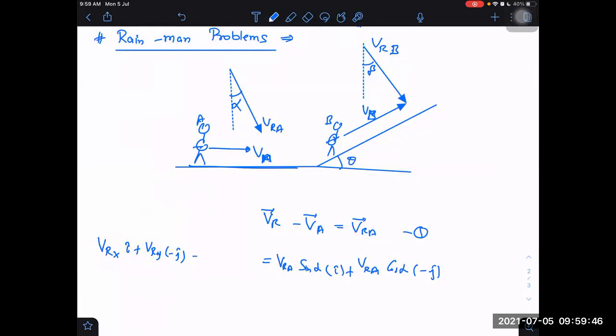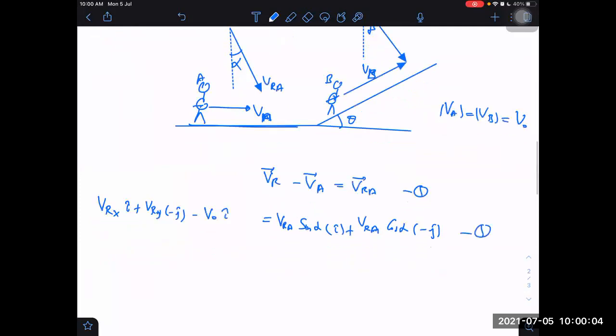What next? Minus VA. Now you tell me, VA is horizontal or not? Yes, sir. Let us say he is the same man, and his velocity while going horizontally and while going along the incline remains the same velocity V naught only. Let us say that is given as V naught only. Then I can write minus V naught along i cap. This is the first equation.